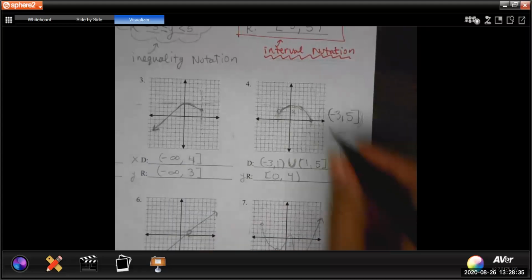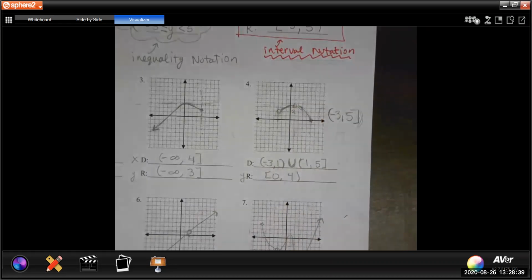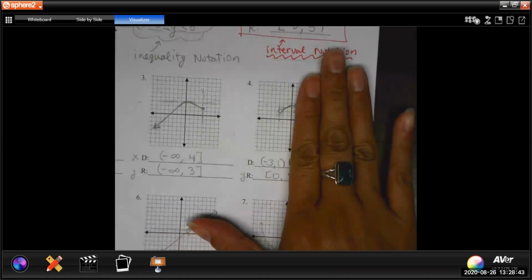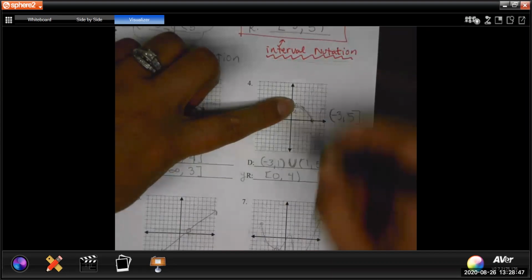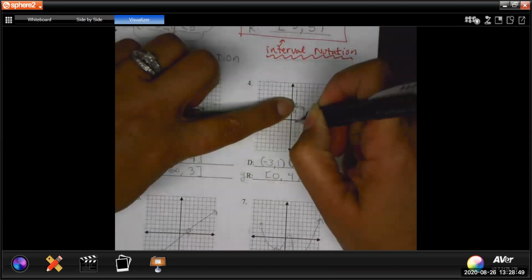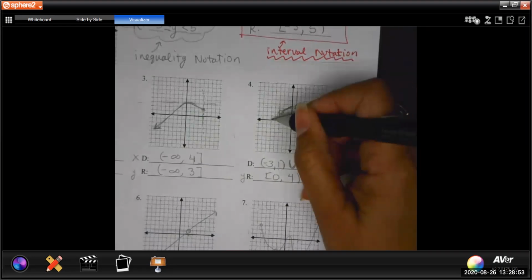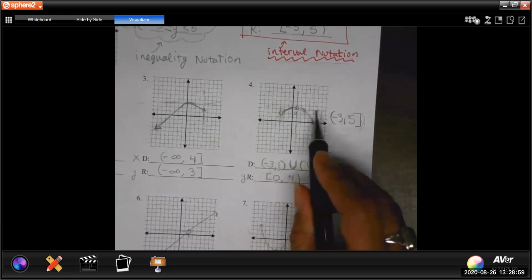Why do we have the union? Because there was an open circle right there. So I had to break my domain into 2 pieces. The left side, -3 to 1, and the right side, 1 to 5. And the 1 is coming from right there where that open circle is. It's kind of like you cut your graph in half, the left side, the right side. The left side's -3 to 1, and the right side is 1 to 5.